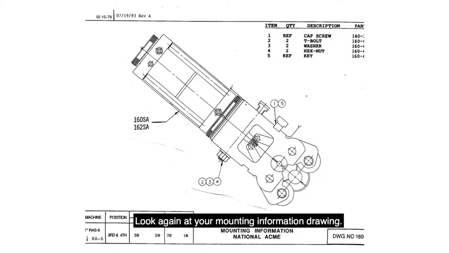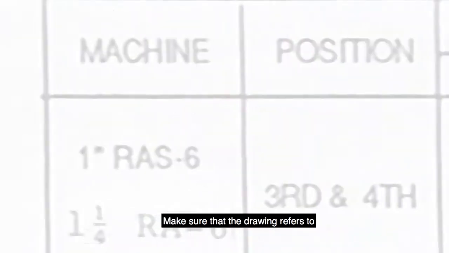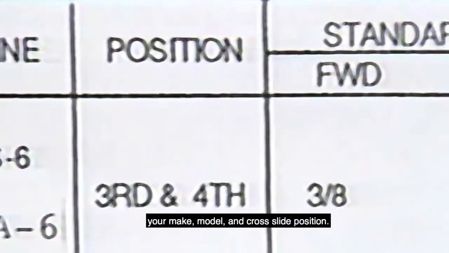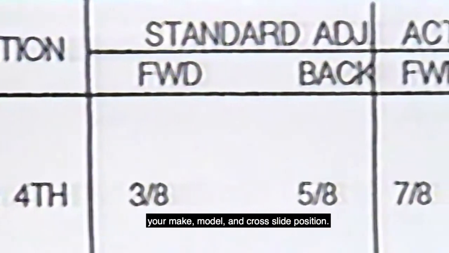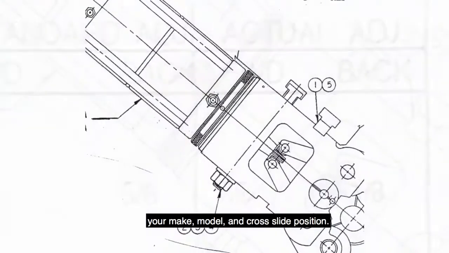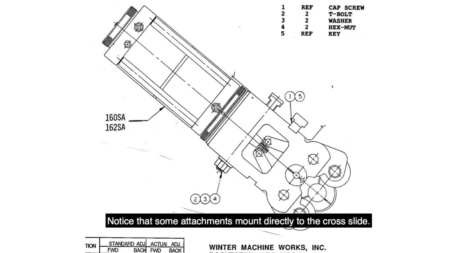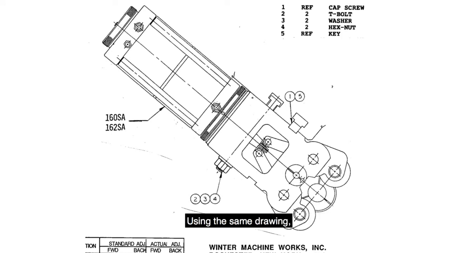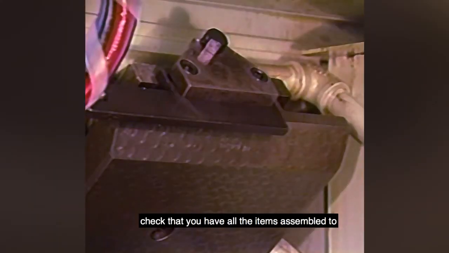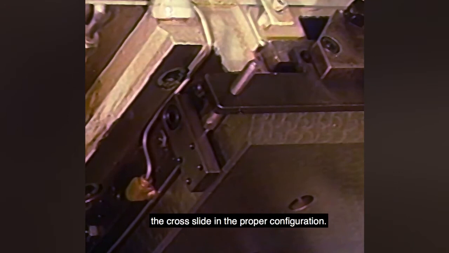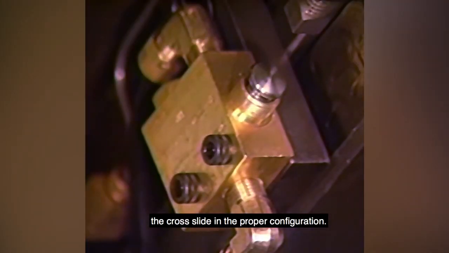Look again at your mounting information drawing. Make sure that the drawing refers to your make, model, and cross-slide position. Notice that some attachments mount directly to the cross-slide. If yours does not, then an adapter plate is necessary for your application. Using the same drawing, check that you have all the items assembled to the cross-slide in the proper configuration.